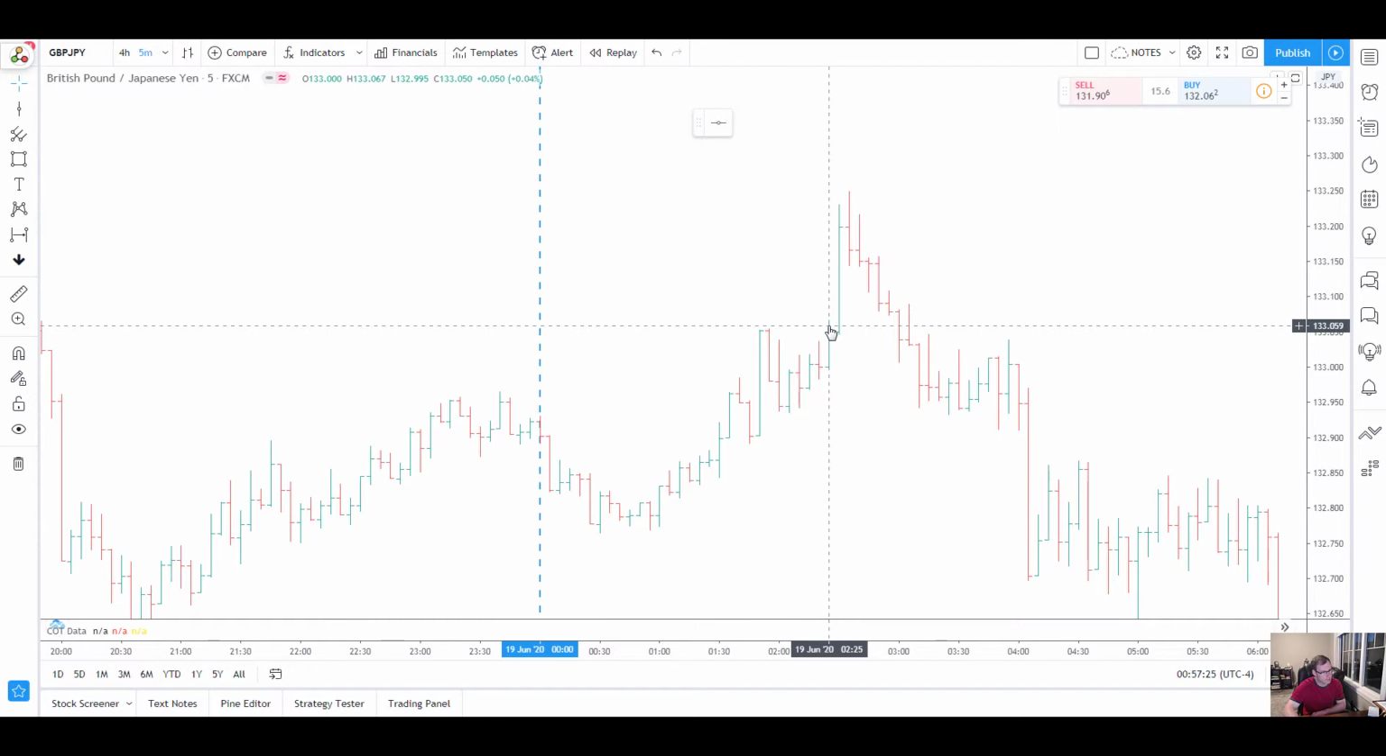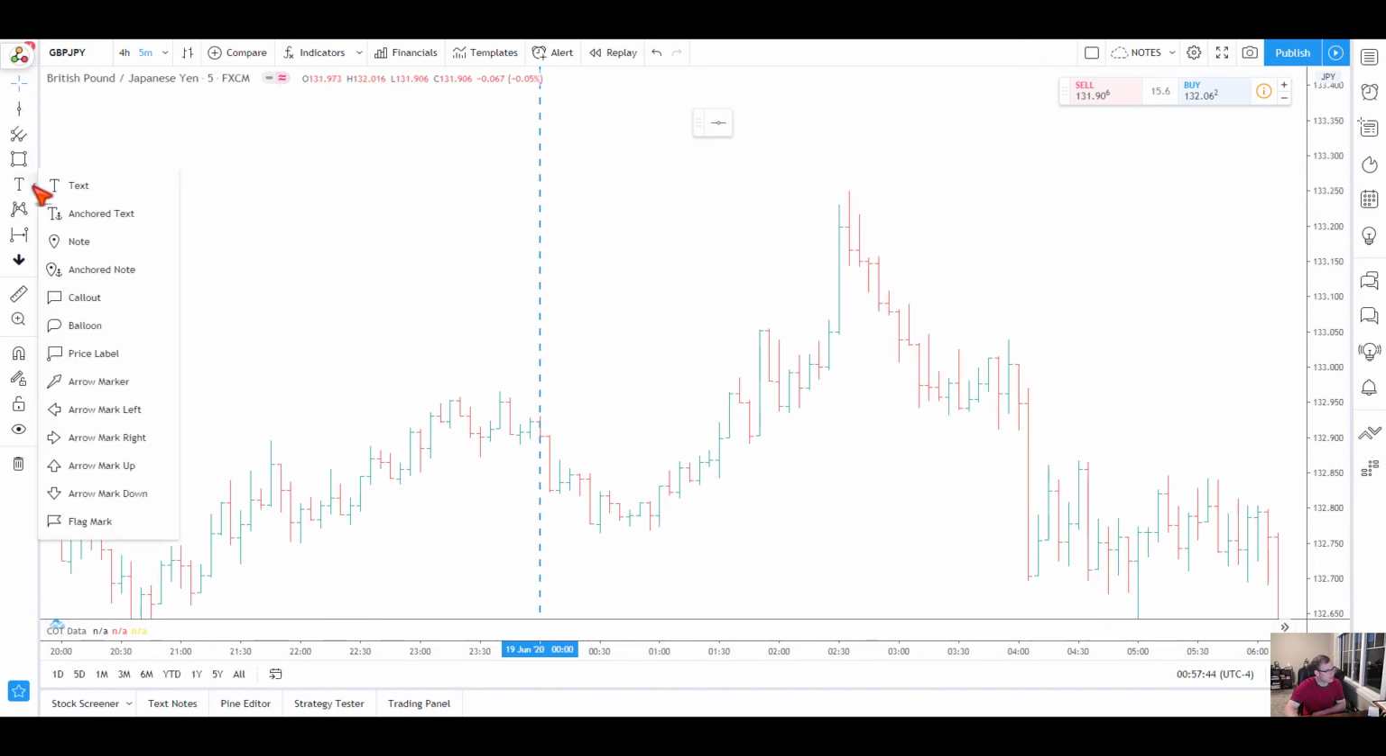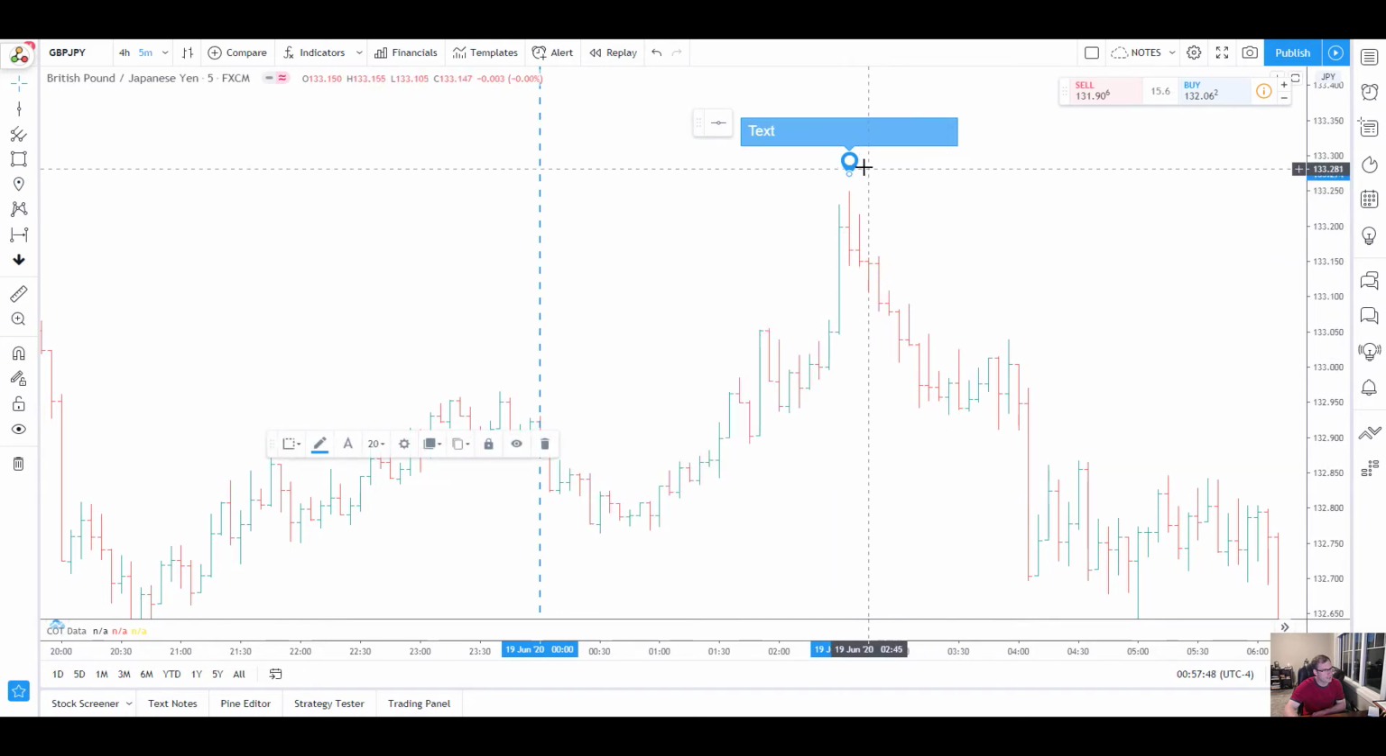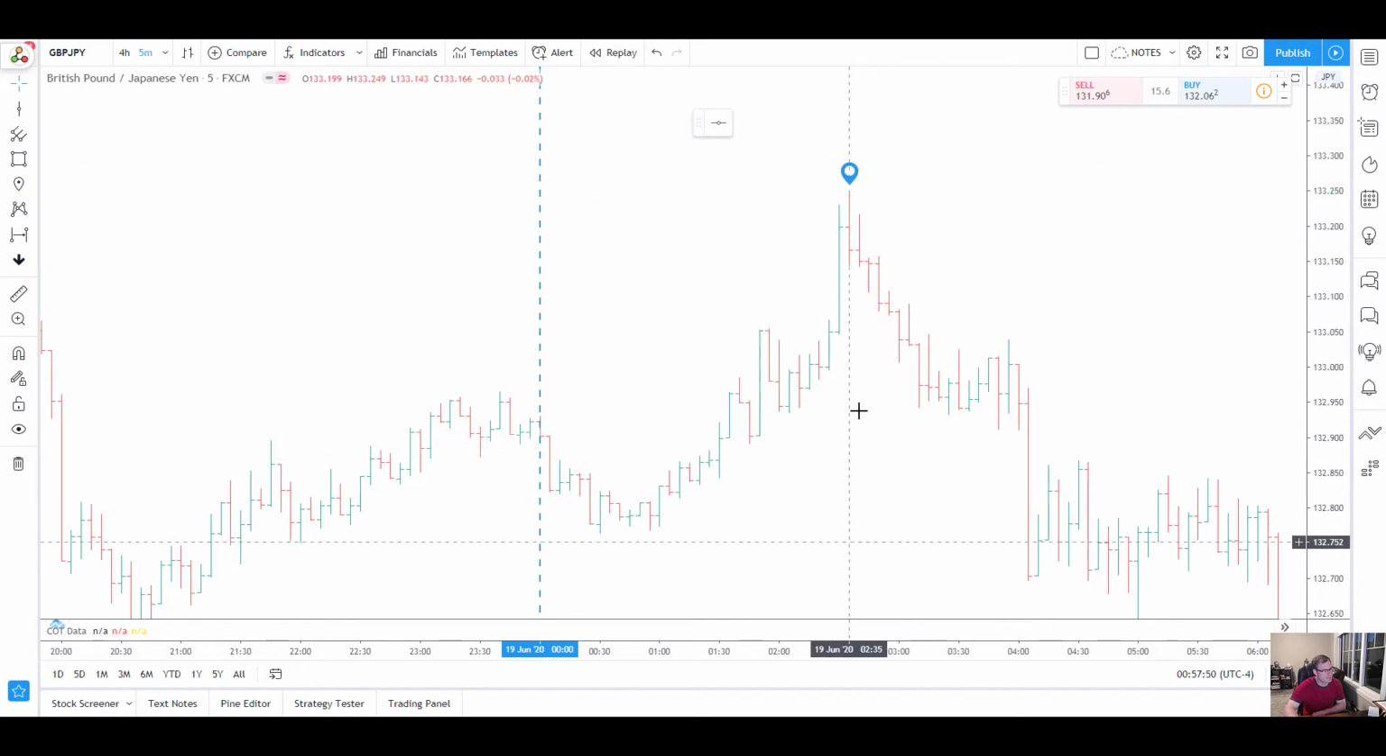Now look at the time, 2:25. Then the market runs up at 2:30 and then runs down, and it respects basically the same level. So I'm going to drop a little marker at the high, and we're going to see something that's really cool.